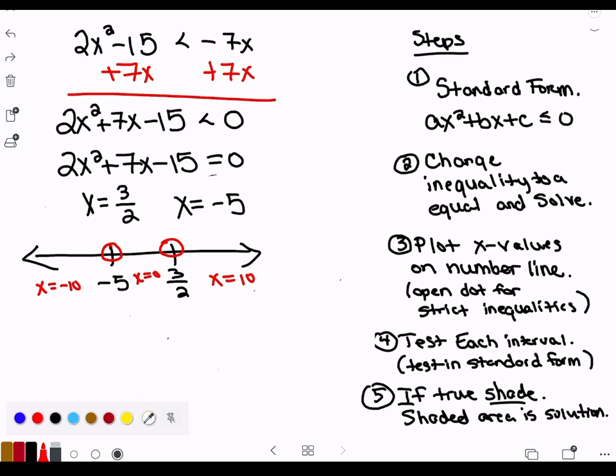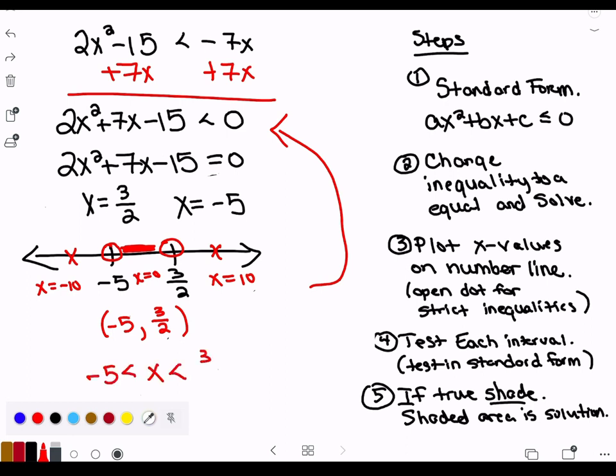I'm picking random numbers that are within the intervals. I picked negative 10, 0, and 10. I'm going to test them in the standard form and see if it gives me a true statement. The only one that's going to give you a true statement is the one in the middle. You can try that on your own to make sure I'm telling the truth here. And so x is in between negative 5 and 3 over 2 is your answer.